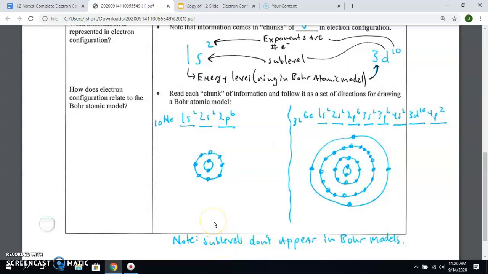The other thing is, I want you to know that you're not actually going to have to draw Bohr atomic models in this class. Bohr atomic models are a nice model for us because it lets us visualize where the electrons are and how many are on each ring, but it's not actually the way that the electrons appear inside an atom. We're going to learn a little bit more about the wave mechanical model of the atom coming up in the future. So just understand that you're not going to have to know how to draw these things, although they can be nice visualizations if you do want to draw them.